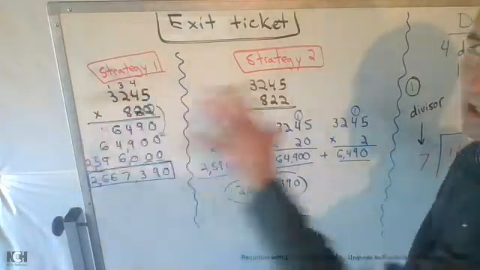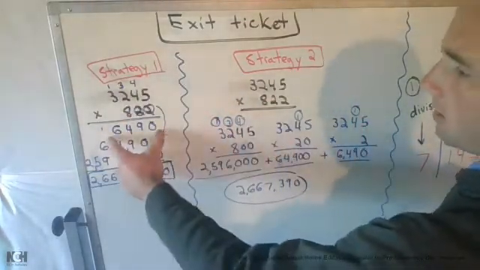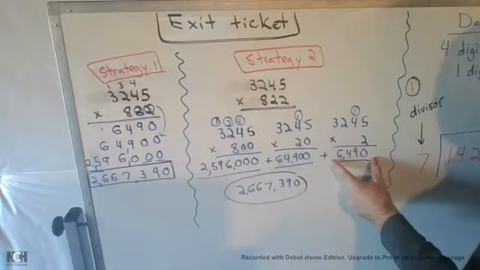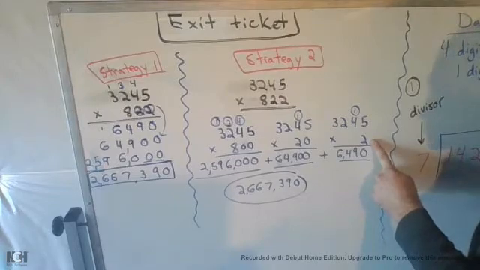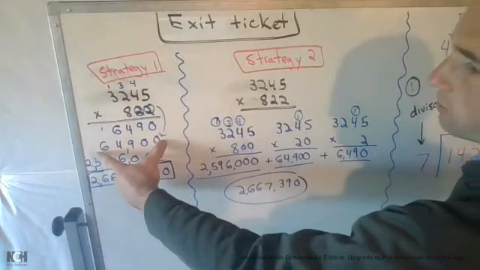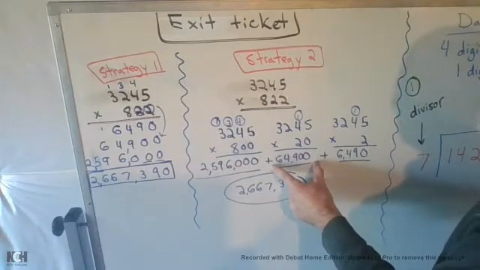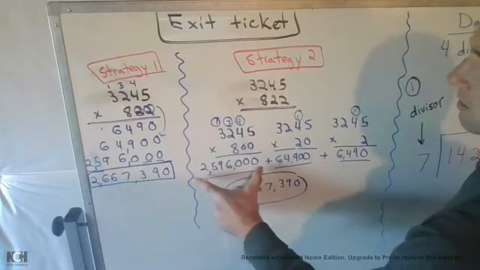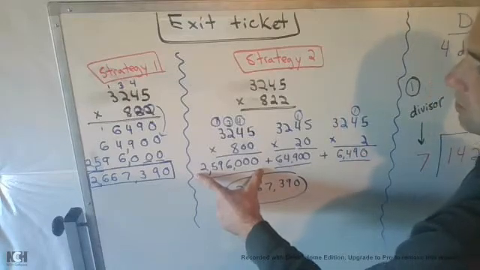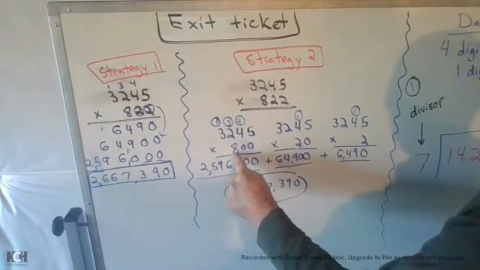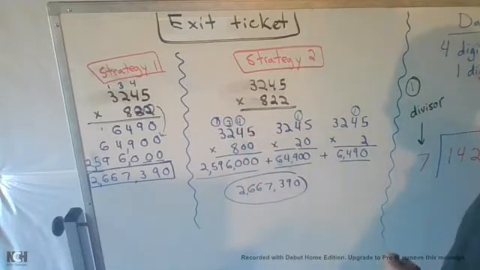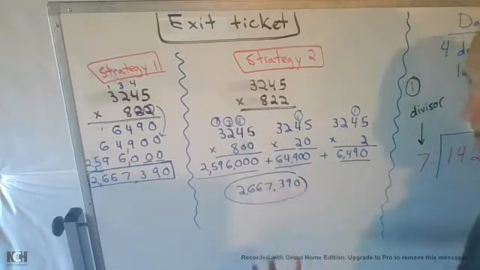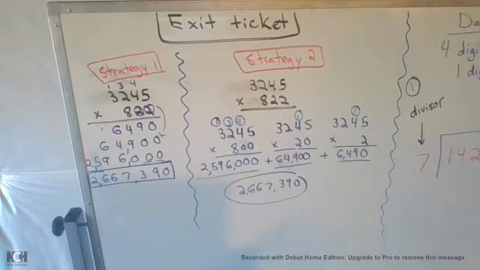So how this matches up with the second strategy, all right? 6,490, you'll see 6,490 over here when you times the ones place, which was the 2 in the ones place. 64,900, you got the same solution over here when you times the 2 in the tens place. And then 2,596,000 you received when you times the 8 in the hundreds place by 3,245, which ultimately got you the same answer of 2,667,390.